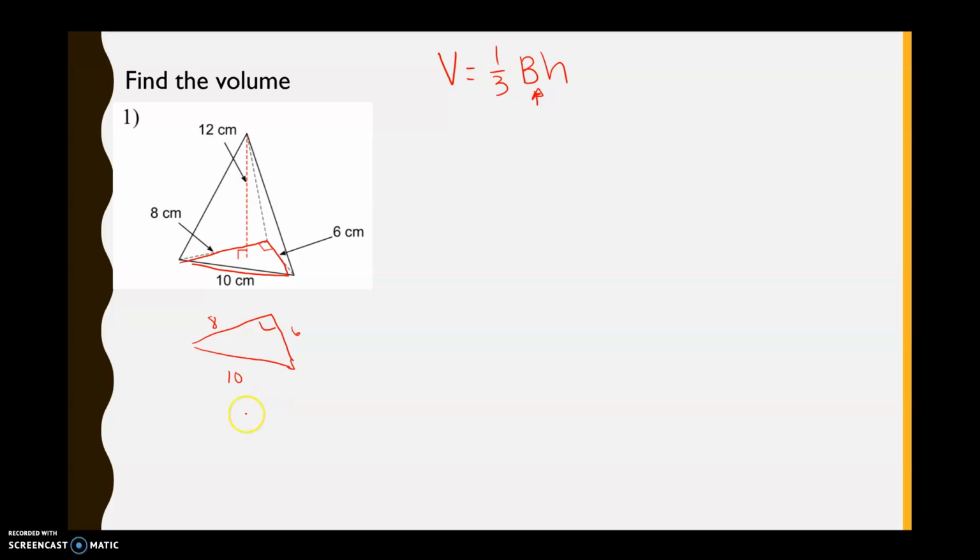So the area, which is going to be my big B, is equal to 1/2 the base times the height, and it's just the two sides that come together to give you the right angle. So it's going to be 1/2 of 6 times 8. Base times height divided by 2. So 6 times 8 is 48, divided by 2. I get my big B to be 24. So I'm going to get 1/3 of 24 times the height, and the height of my pyramid is this, which is 12. So I'm going to get 1/3 times 24 times 12, which means my volume is equal to 96.